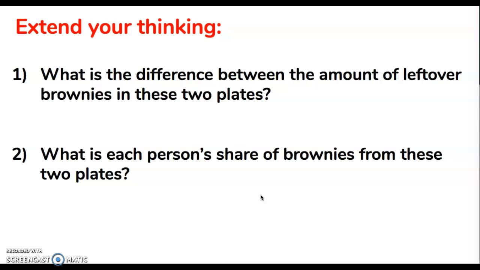Now that you have responded to the first question, let's extend your thinking. There are 2 additional questions about this picture that I would like you to think about. What is the difference between the amount of leftover brownies in these 2 plates? And what is each person's share of brownies from each of these 2 plates? Pause the video and think about each of these 2 questions.